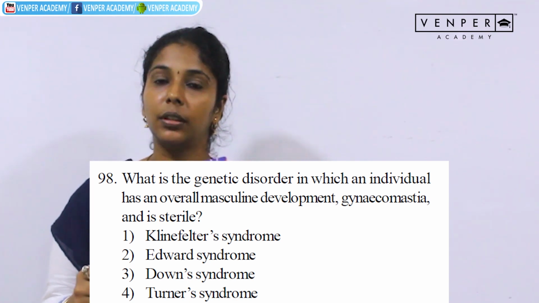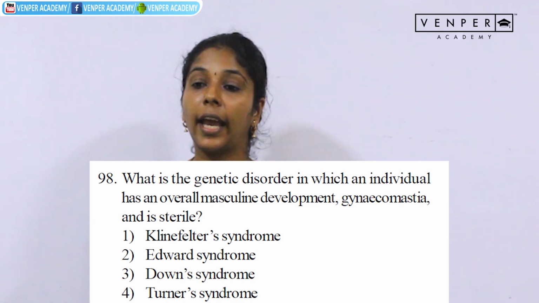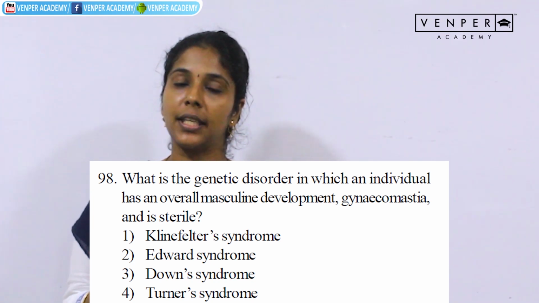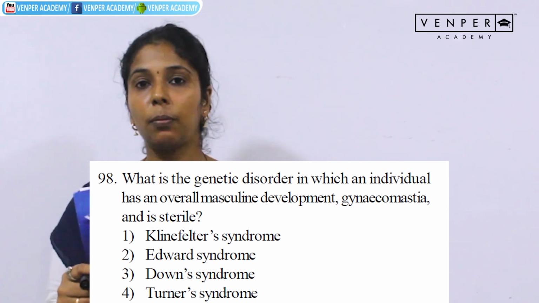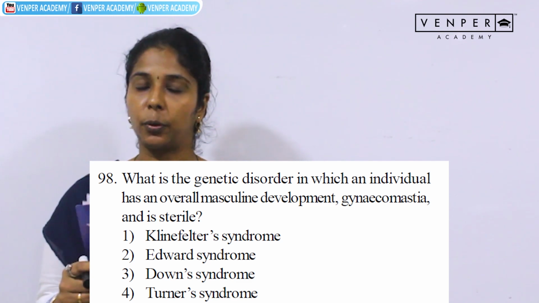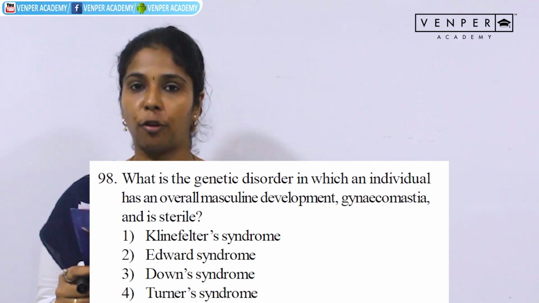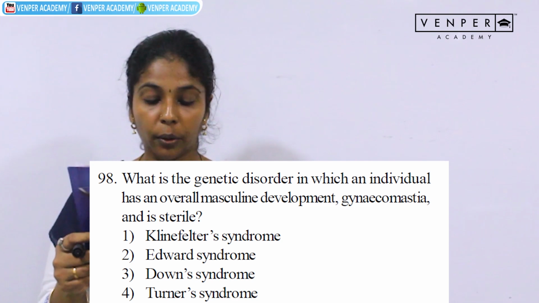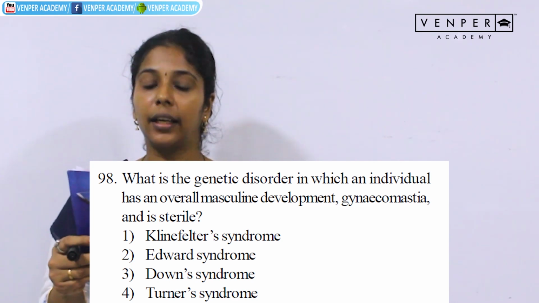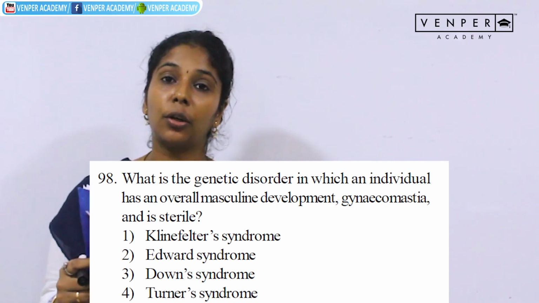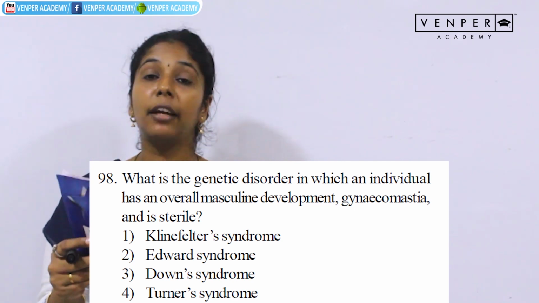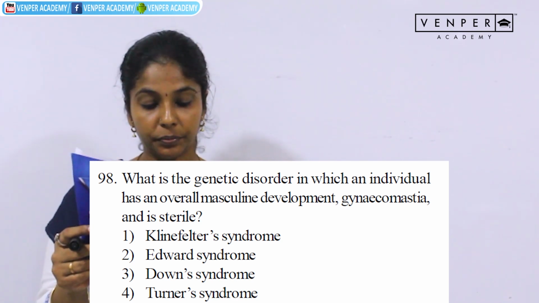In Turner syndrome, the individual has 45 X0, that is, they have 45 chromosomes with only one sex chromosome, the X chromosome. In Klinefelter syndrome, the individual will have 47 XXY chromosomes, that is, the total number of chromosomes is 47, with 2 X and 1 Y chromosome. In appearance they will be masculine, but they have development of mammary glands and they are sterile. So the correct option is Klinefelter syndrome, option number 1.